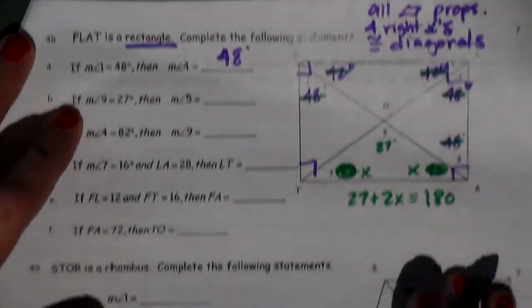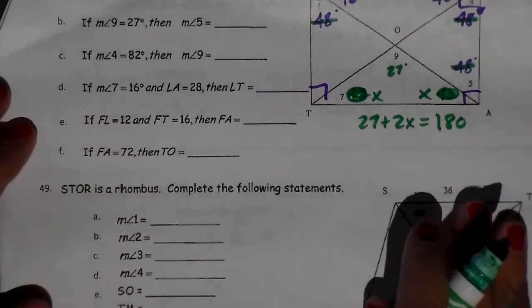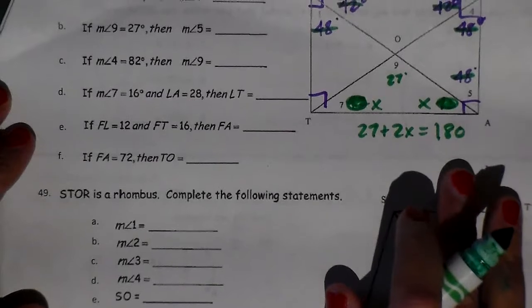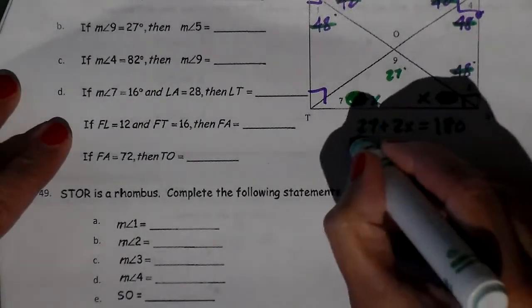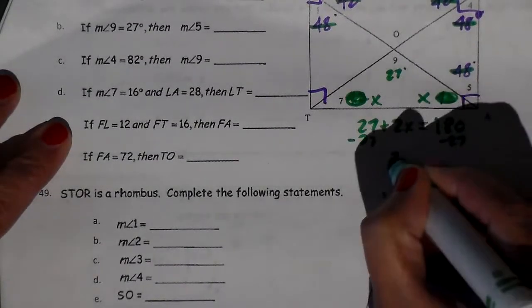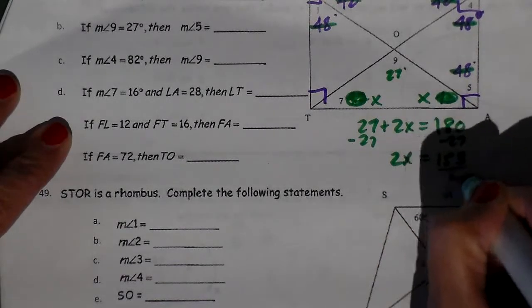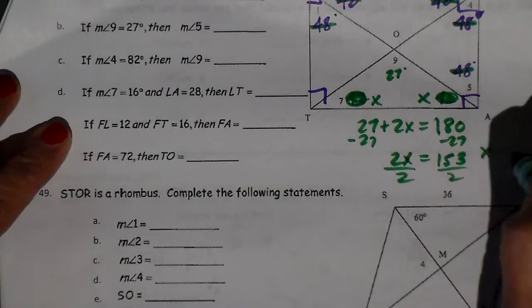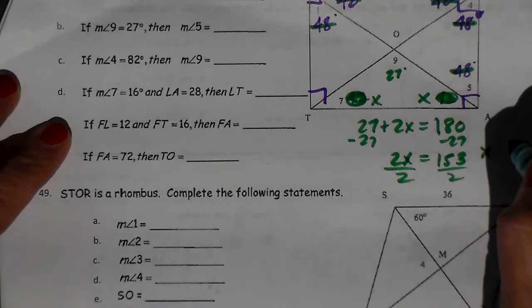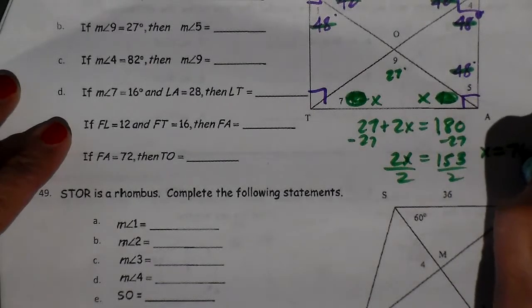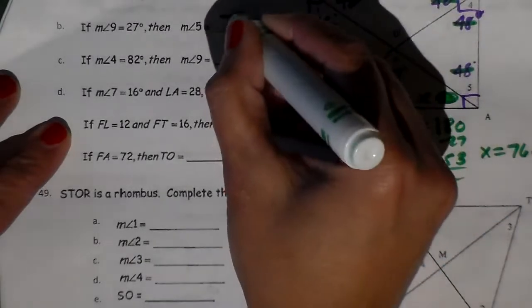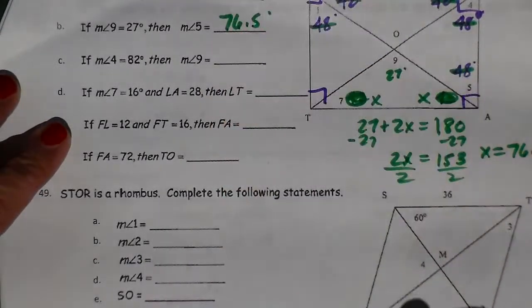Okay, hopefully you can not see my work down here? Where am I? Right underneath. Okay, so I'm going to subtract 27, and I've got 2x equals 153, and I'm going to divide both sides by 2, and I get 76.5, I believe. So 76.5 degrees.